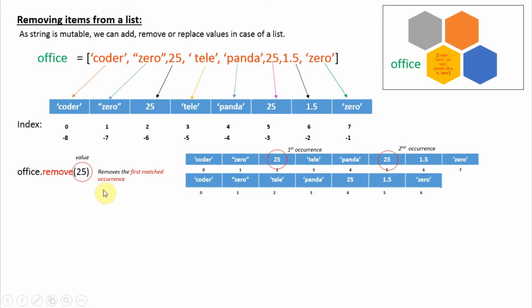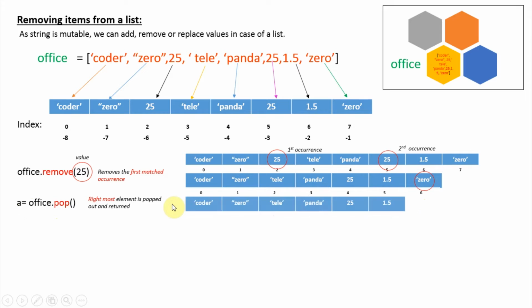You can see. So another way we could do this is office.pop. If nothing is given inside those brackets, it will pop out the rightmost element from the list and return that element to this variable. The pop command will remove the value and return that value. So if we assign a variable to this command, 0 will be removed and 0 will be assigned to A. You could see it like this, right? It is removed and then it is assigned to A. If we print A, then we will get the value 0.